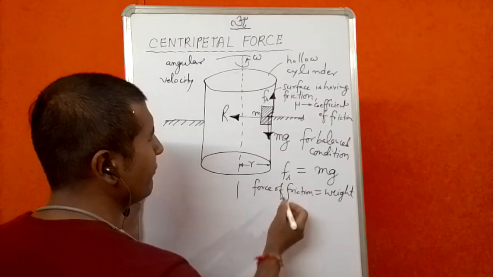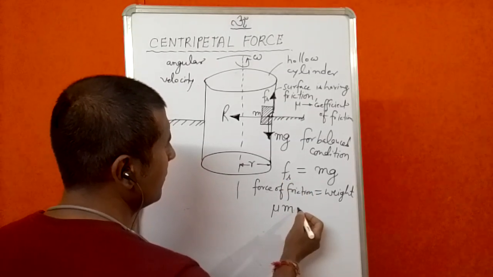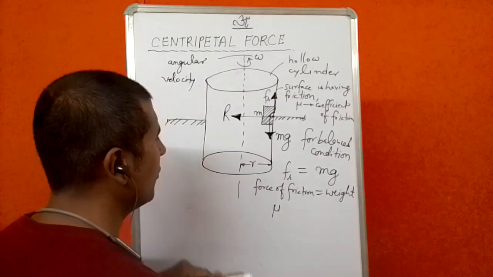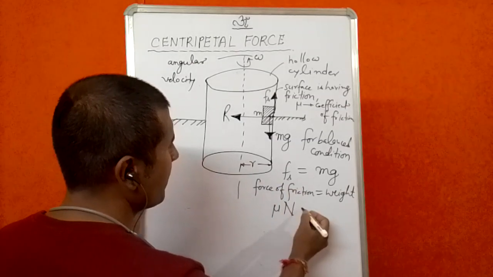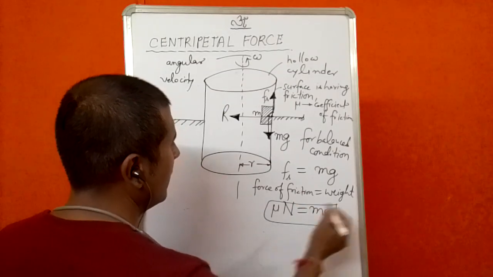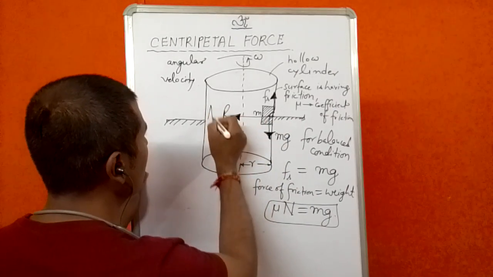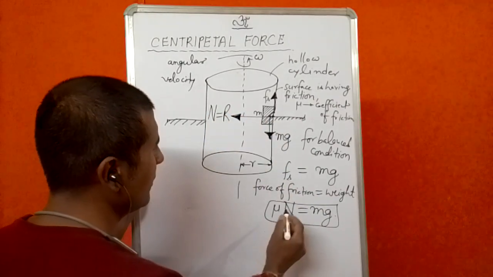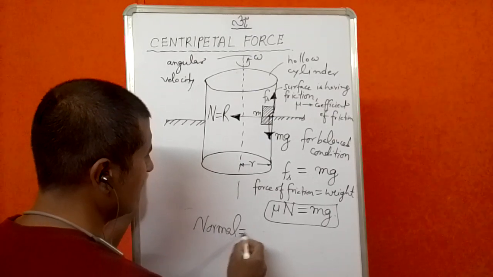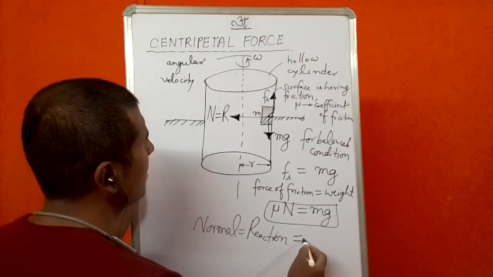Now what is the maximum value of Fs? That is mu N, right? The maximum value of friction is mu times N, right? What is N here? N is nothing but the normal, that is the reaction, right? So this normal, or you say, is equal to the reaction force of the surface, is what?